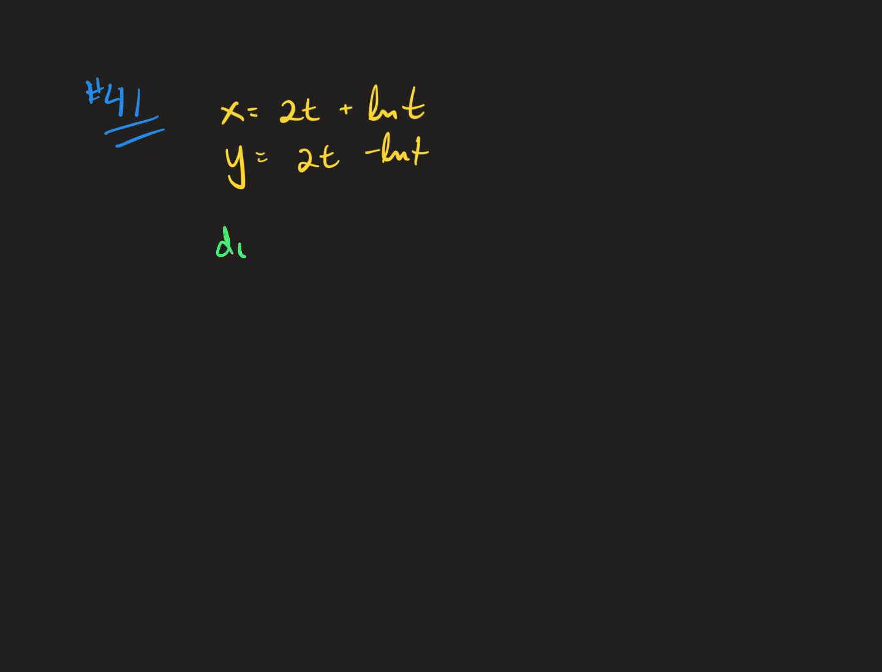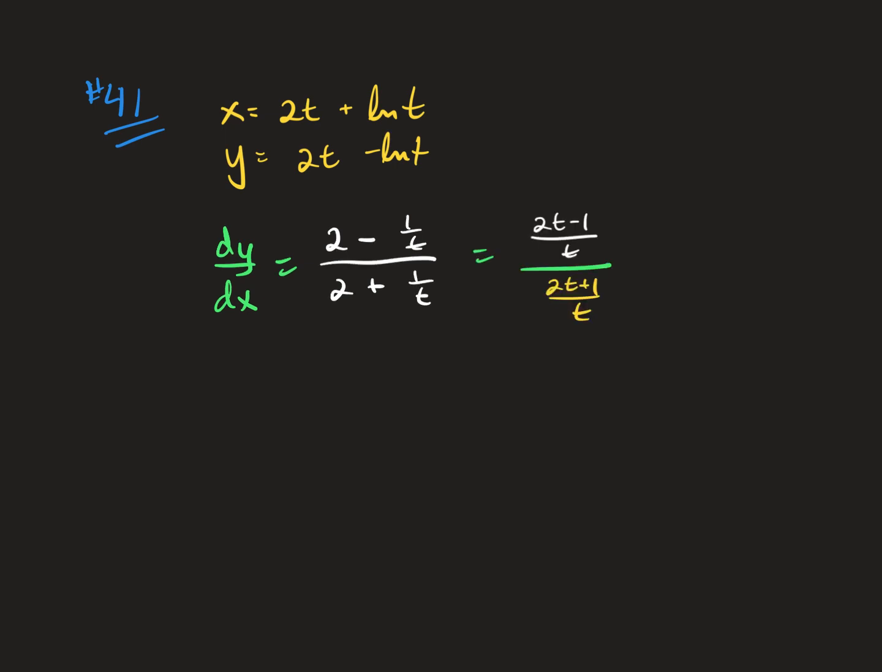The first derivative is dy/dt over dx/dt. We can combine those terms, and then we'll do the division of these rational expressions. All right, and there's the first derivative.